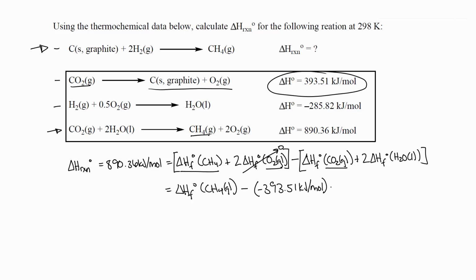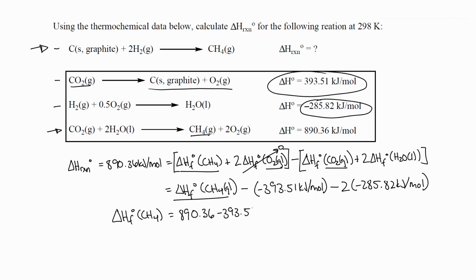And now we have 2 times the enthalpy of formation of water, which is just this as written here, so negative 285.82 kilojoules per mole. If I rearrange this equation and solve for the enthalpy of formation of CH4, then you will find that the enthalpy of formation is equal to negative 74.79 kilojoules per mole, just as we did when we solved it using the first method.